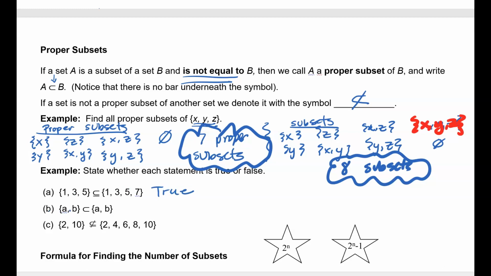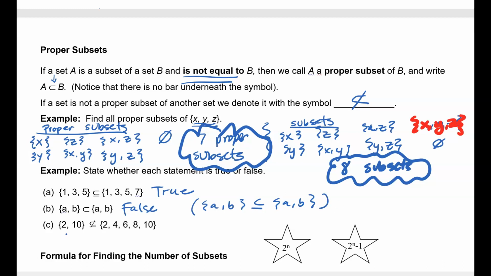Okay, B, the set AB is a proper subset of AB. Now, A and B are both in AB, so this would be a subset of itself, but the definition of proper subset says that a set cannot be a proper subset of itself, so I'm going to say false here. But the set AB would be a subset of itself. It doesn't ask for this, but I'm just clarifying in case you're wondering.